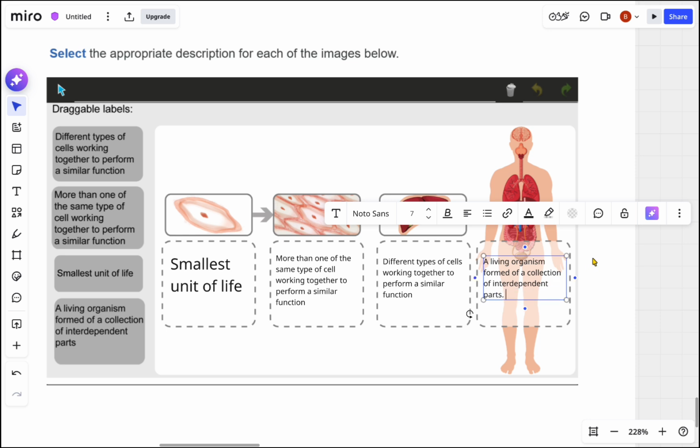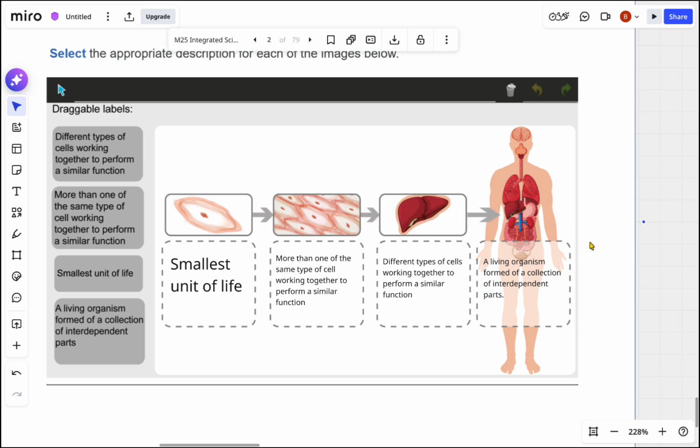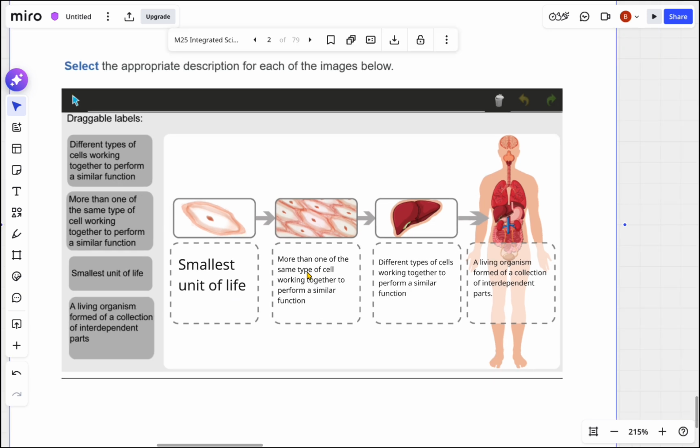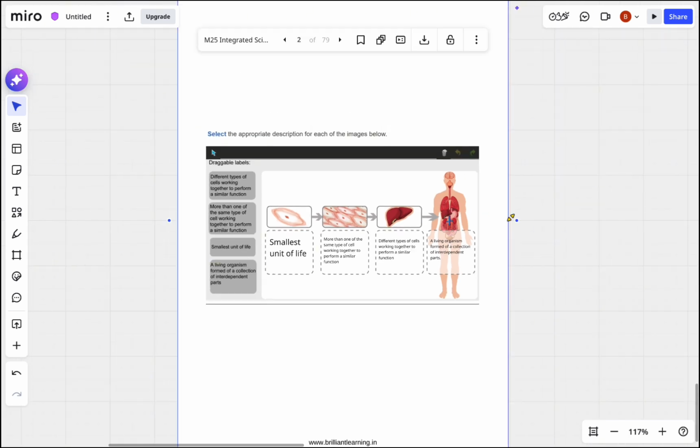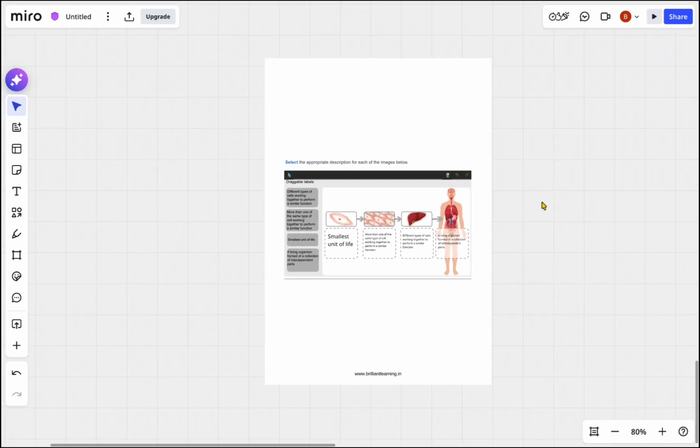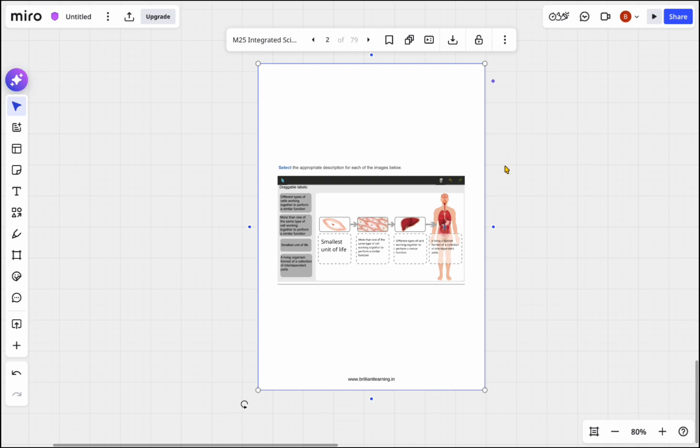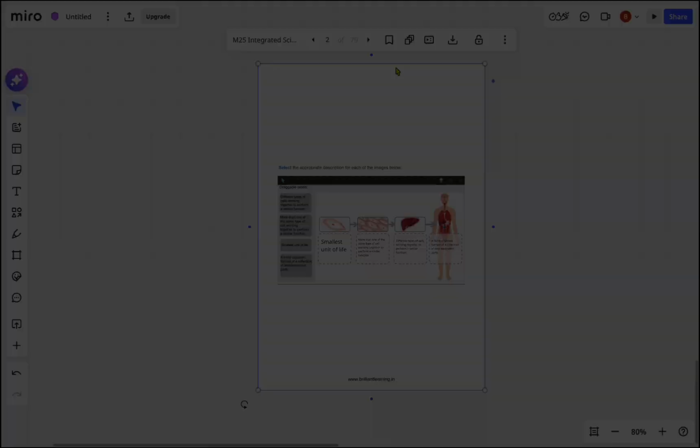Because guys, when you have your body, it cannot function without all the other organs working on. So that is what makes our body interdependent, because every single organ has to coordinate with each other for our body to sustain and for us to be healthy. So that is it. That is the first question done.